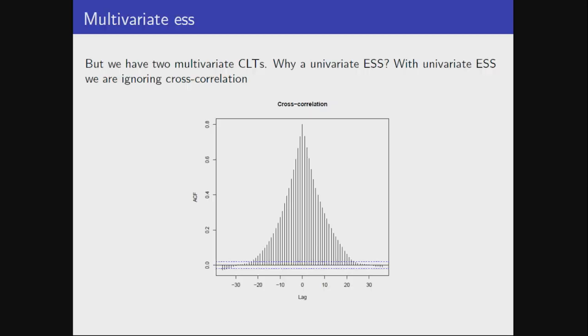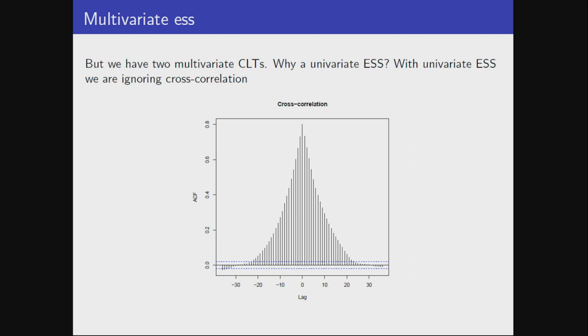Okay, but here's the interesting thing. We have two CLTs. We have a CLT from IID sampling, and we have a CLT from Markov chain sampling, and both are multivariate. So if you have a multivariate CLT, why are we doing univariate effective sample size? Why are we doing this for each of the components separately? And what is the loss if we're doing each of the components separately?